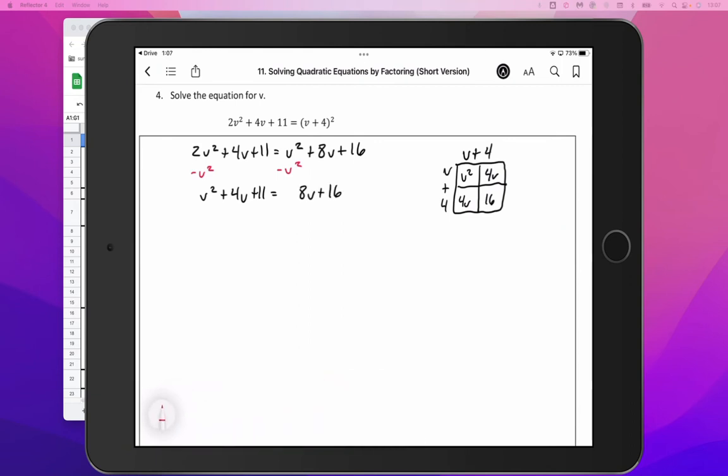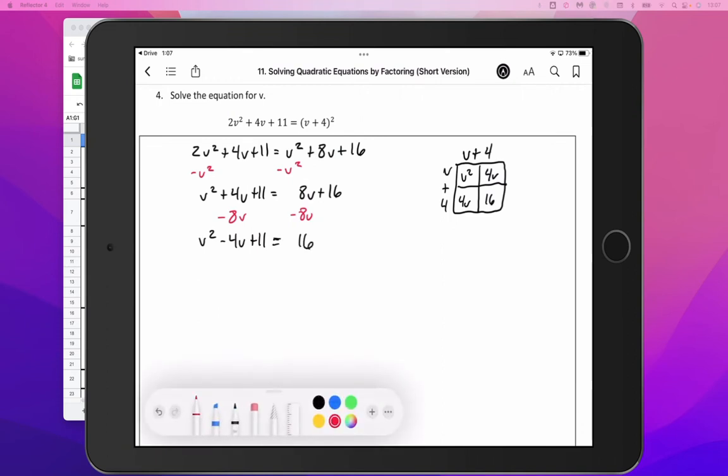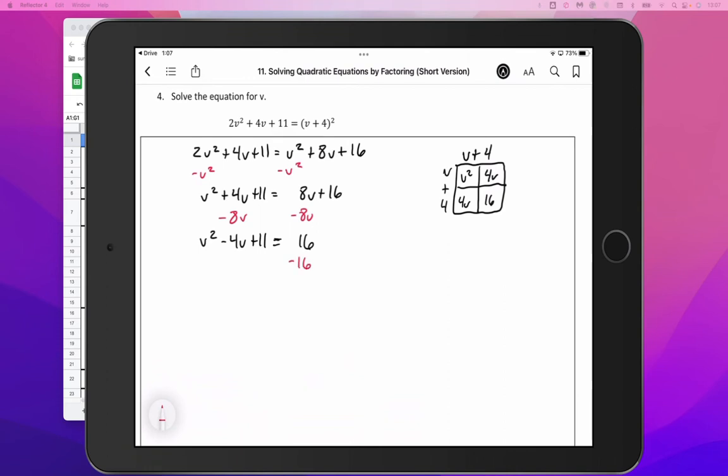My next step will be to subtract 8v. Now we get v squared minus 4v plus 11 is equal to 16. My last step will be to subtract 16. And we will get v squared minus 4v minus 5 is equal to 16 minus 16, which is 0. And so now we're at the place where we can begin to figure out what the values of v that would make this true are.